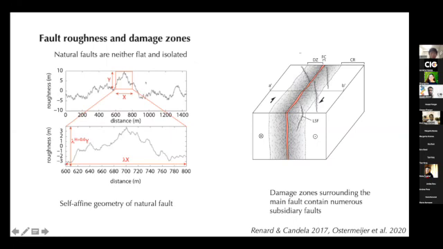Natural faults are neither flat nor isolated. Many field and geological studies are documenting that natural faults can be described by the self-affine fractal concept. They are nonplanar at all spatial scales. Also, major natural faults usually have damage zones in their surroundings, and the damage zones contain numerous subsidiary faults.